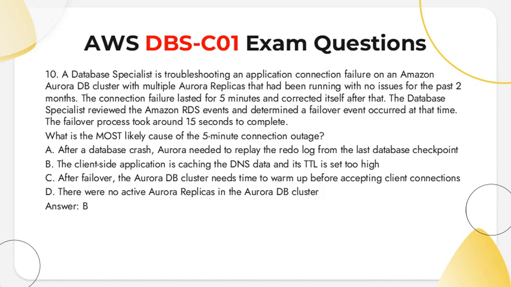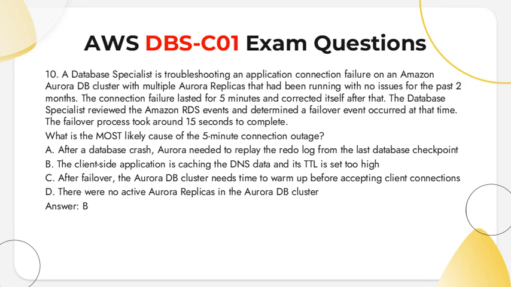10. A database specialist is troubleshooting an application connection failure on an Amazon Aurora DB cluster with multiple Aurora replicas that had been running with no issues for the past 2 months. The connection failure lasted for 5 minutes and corrected itself after that. The database specialist reviewed the Amazon RDS events and determined a failover event occurred at that time. The failover process took around 15 seconds to complete. What is the most likely cause of the 5-minute connection outage?